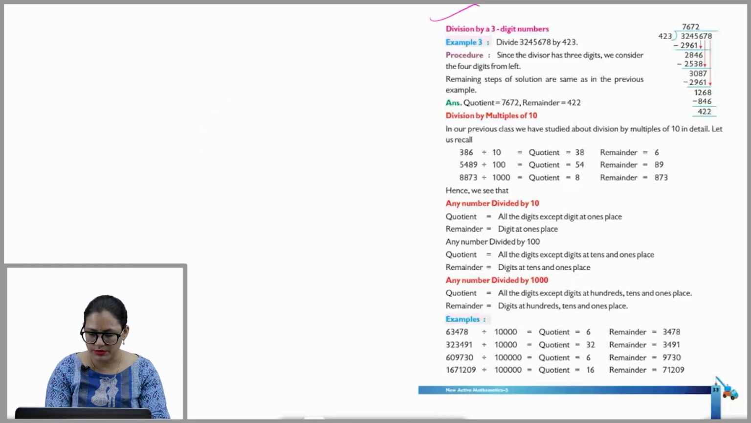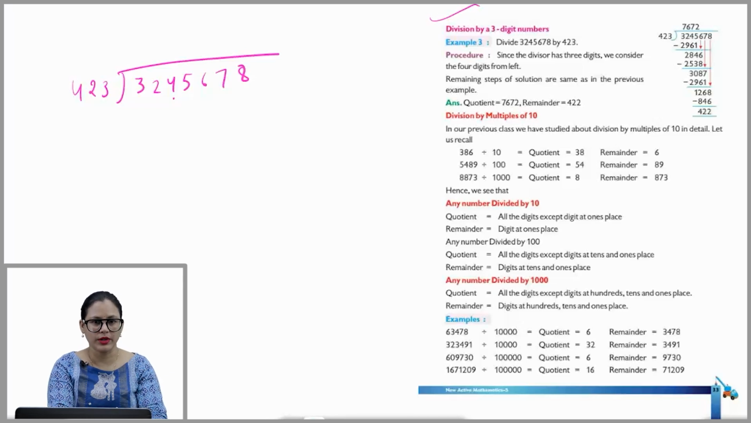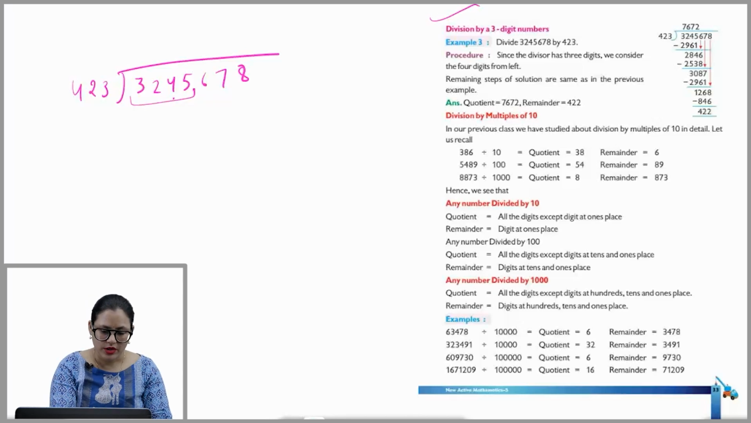See, you have this number 423 and 3, 2, 4, 5, 6, 7, 8. Okay. So there are 3 digits. So we will consider 3 digits here. But divisor has 3 digits which are 423, and here we will consider 324, but 324 is smaller than 423, so we will consider 4 digits here.